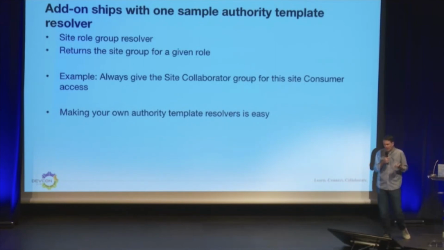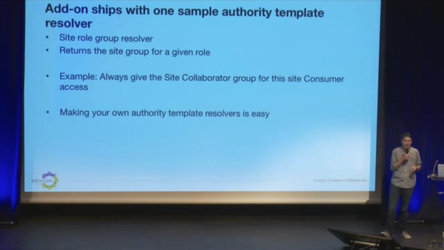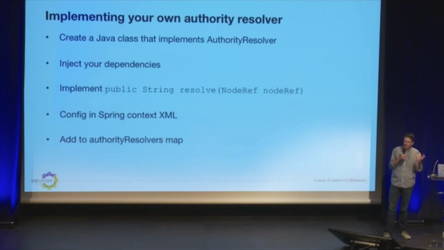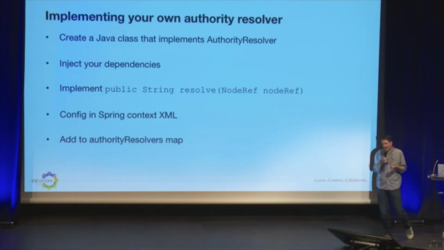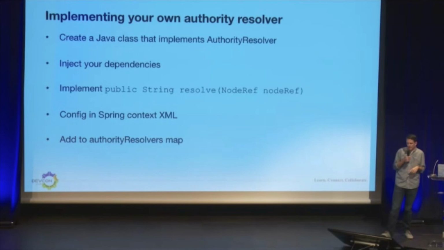Right now, we ship with one sample authority template resolver. All it does is it figures out what the group is that's assigned to a site for a given level of permission. So you can implement your own authority resolvers really easily. You just implement a class, or implement an interface, I should say, that's authority resolver, inject your dependencies, implement the resolve method, wire it up in Spring, and then add that bean to the authority resolvers map.